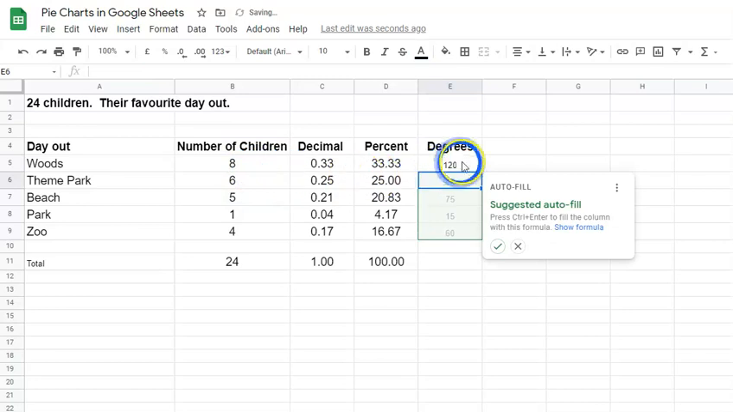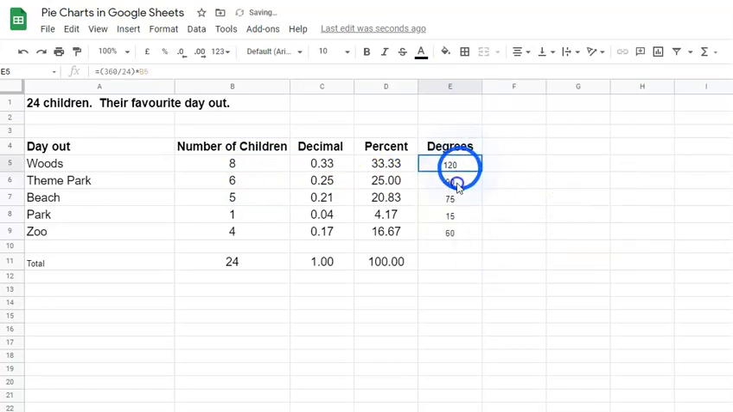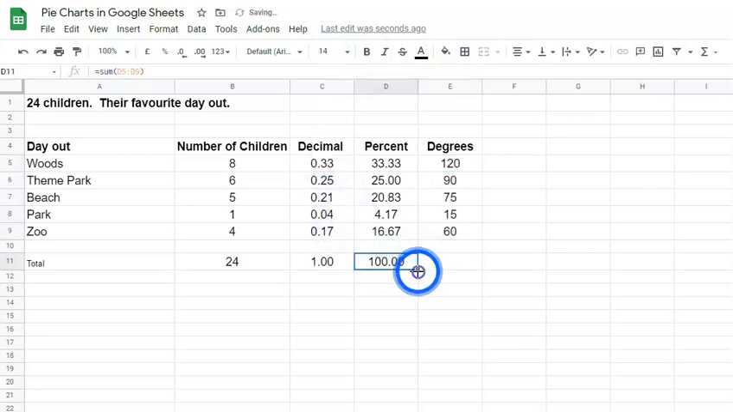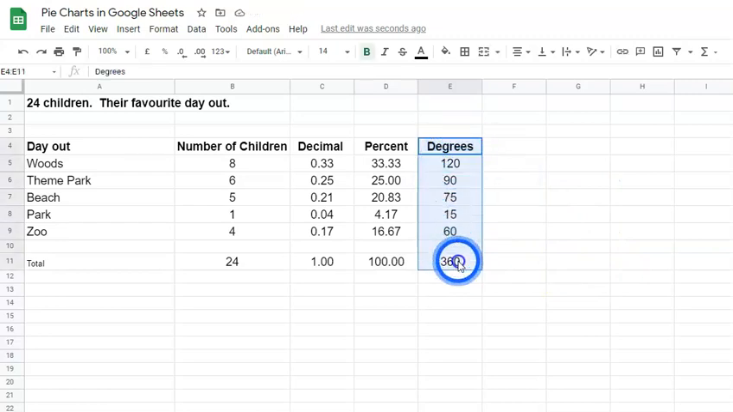And that will give us the number of degrees, and we'll accept the autofill this time. That will give us the number of degrees for each slice. And just to, again, check that, I'm going to pull this sum across, and it should be 360. So these numbers in this column here are the ones that you would use for drawing your own pie chart on paper. I hope that helps.